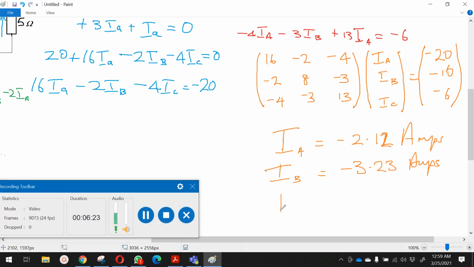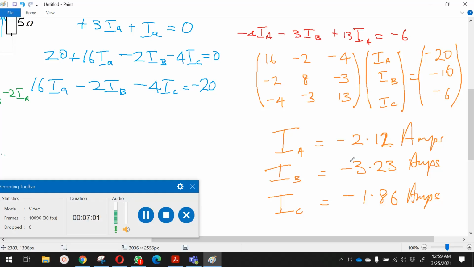And IC equals negative 1.86 amps. Now, interestingly, all our currents were negative. That means all the directions we assumed were incorrect. The true current is opposite to the directions we assumed.